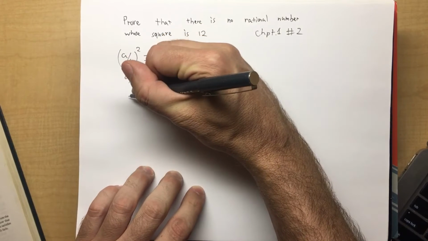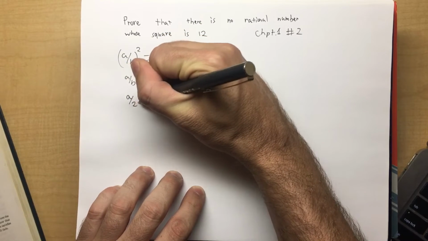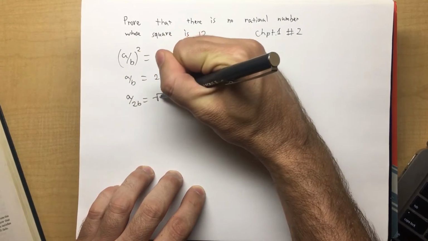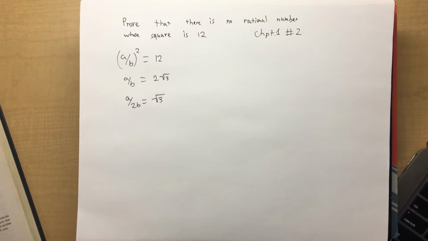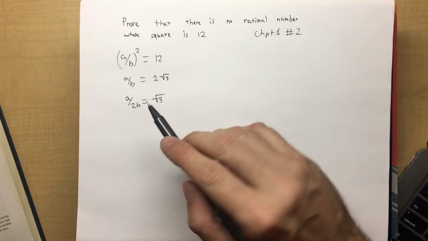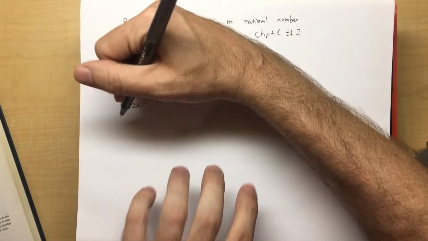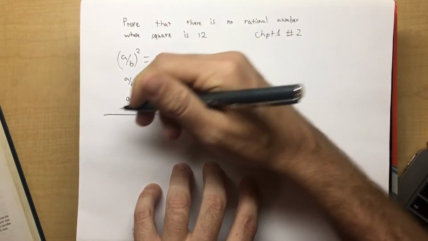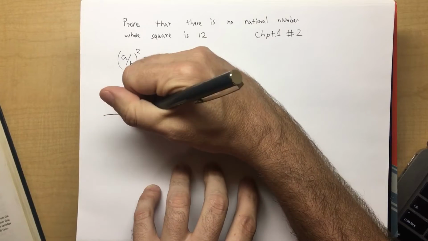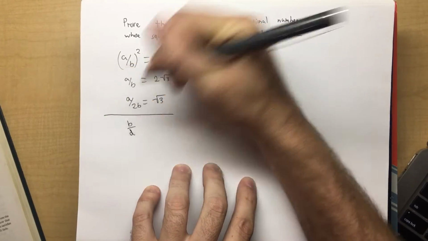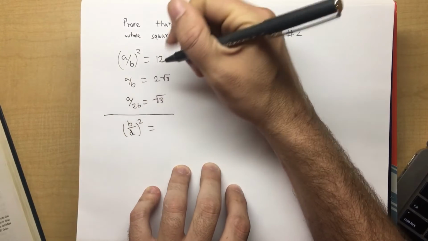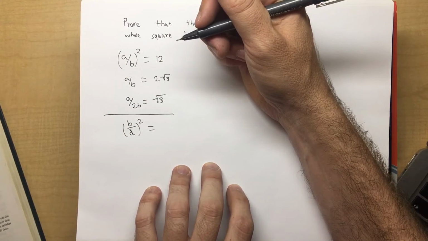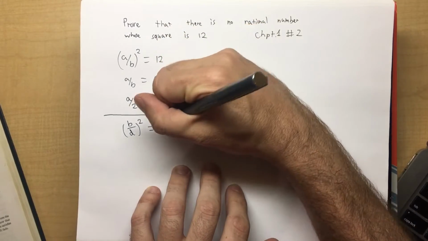So a over 2b equals root 3. We just divided both sides by 2. This is really what we want to find. So first thing is we're going to call this something else. We're going to call it b over d. I'm going to prove that the square of some number cannot equal 3.